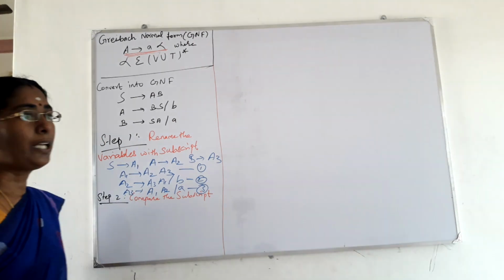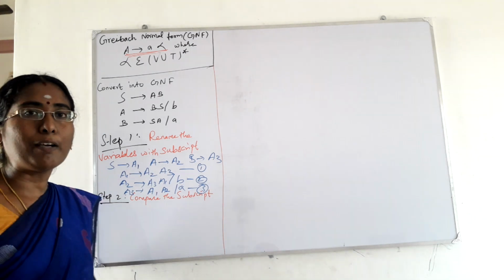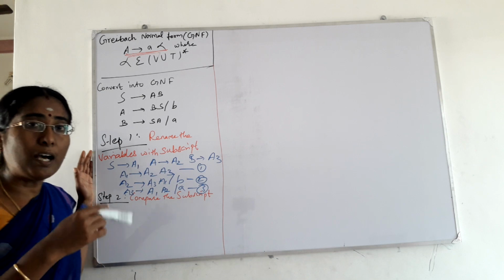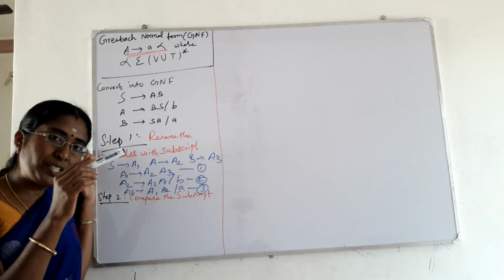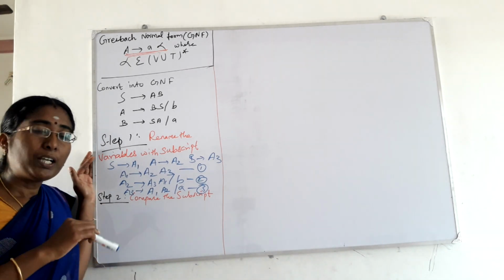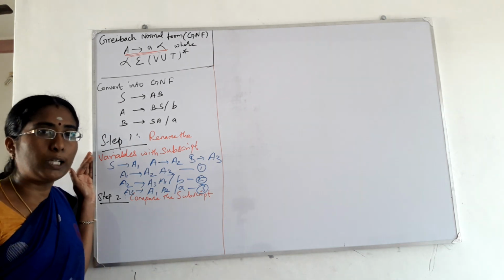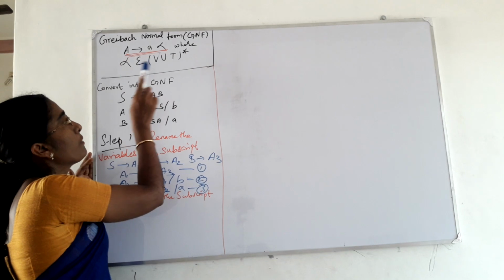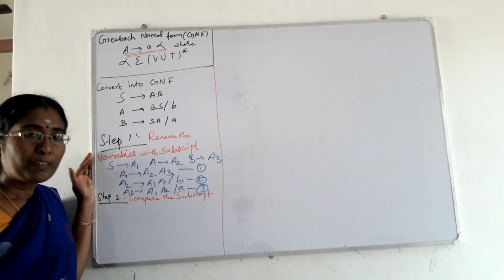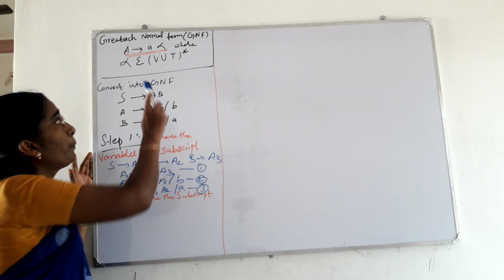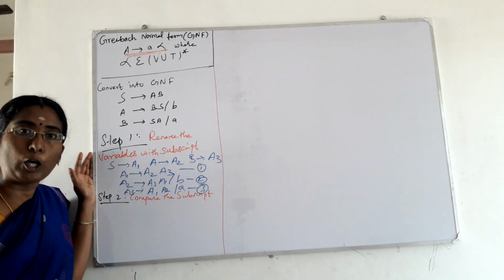Right? In Greibach normal form the production should be of the form A implies a alpha. Here the production should start with a terminal and it is followed by any number of variables or terminals. That is, alpha means (V union T) the whole star. This is the production form of Greibach normal form.